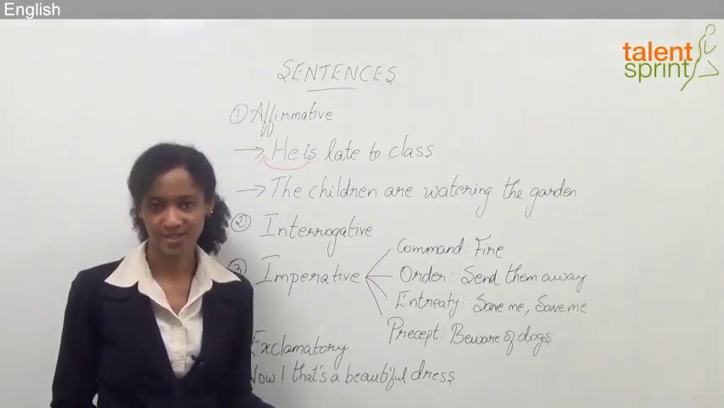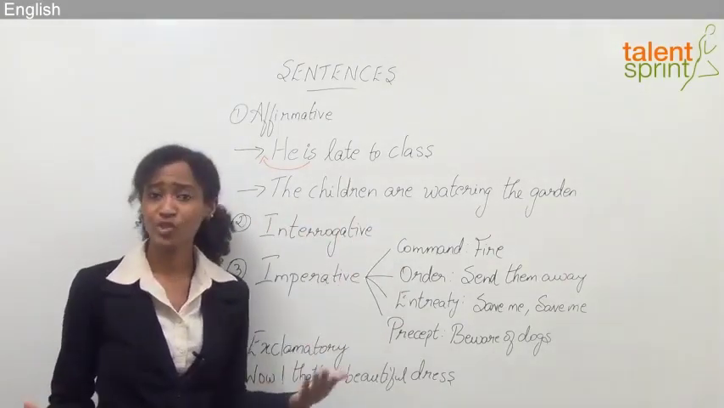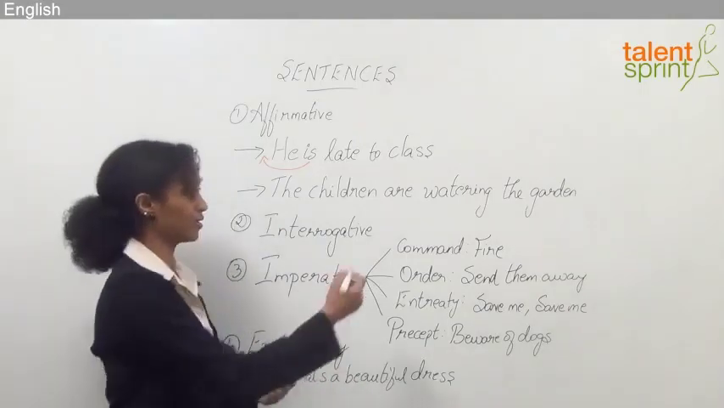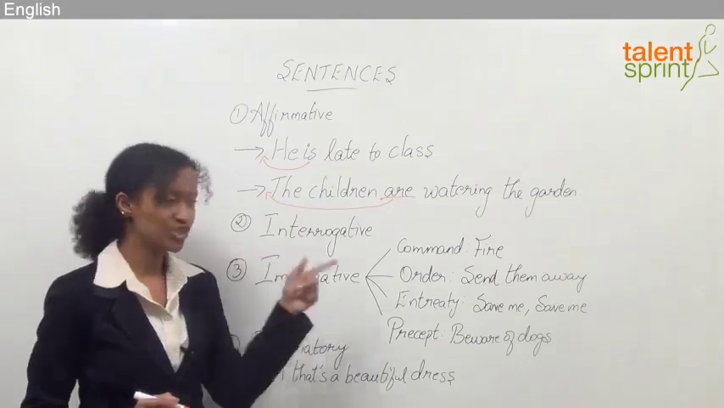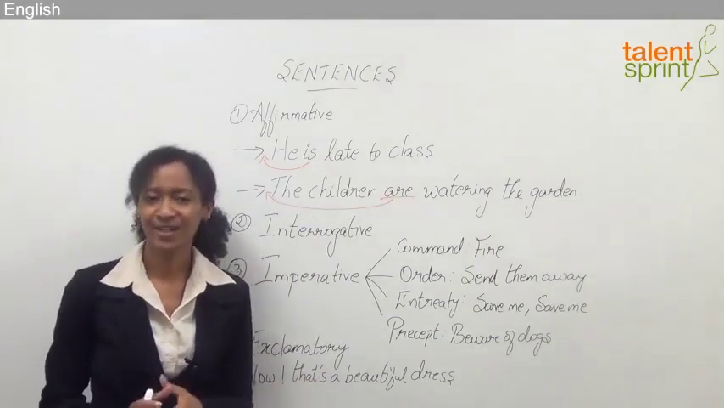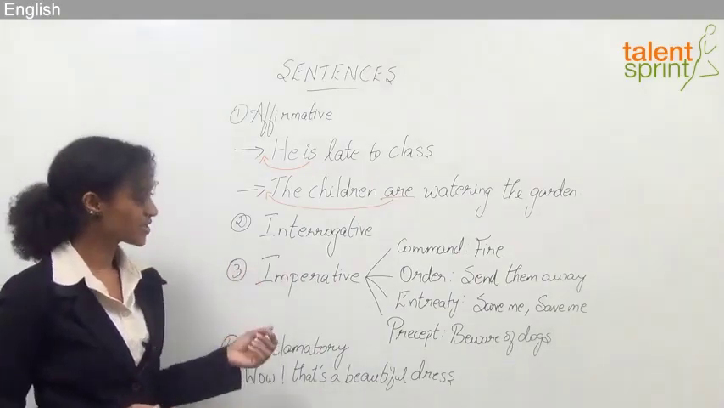That's an interrogative sentence. Same thing, the children are watering the garden. Which is our helping verb here? Are. So, I'm going to take this and place it before the subject. Are the children watering the garden? There's my interrogative sentence. Alright, let's move to the third one, which is imperative.